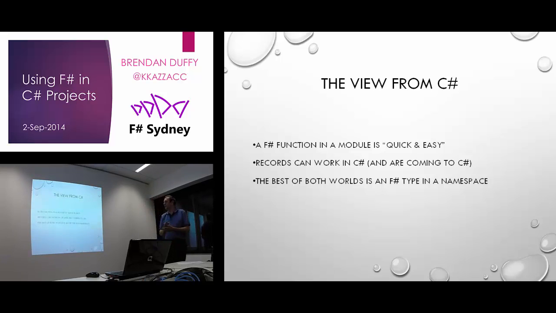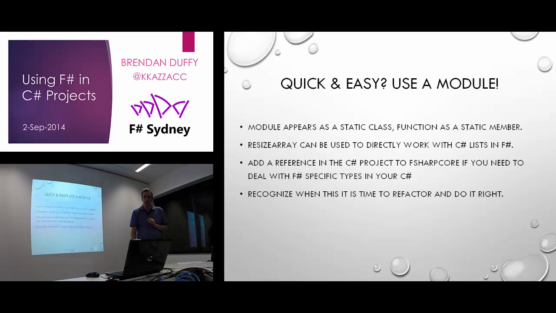So if you're in C#, how does F# look? You can just call an F# function defined in a module, and that's easy. Records can work in C#, and we know that there's work going on there. But that starts to get a bit messy after a while. Inevitably you have parameters and so on, so you want to get it all a bit tidier. So generally an F# type in a namespace is a better way to do an API, unless it's something really quick and dirty.